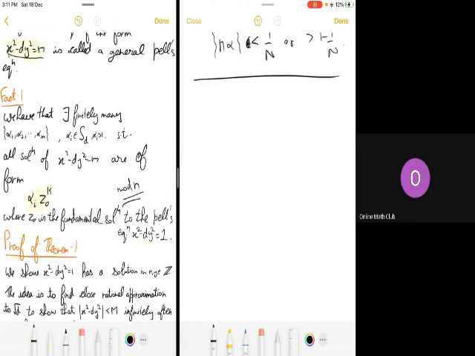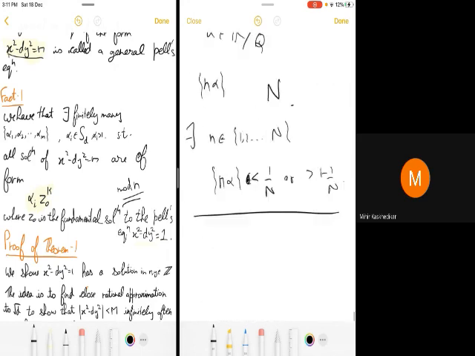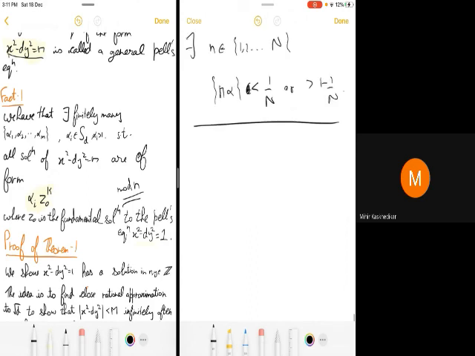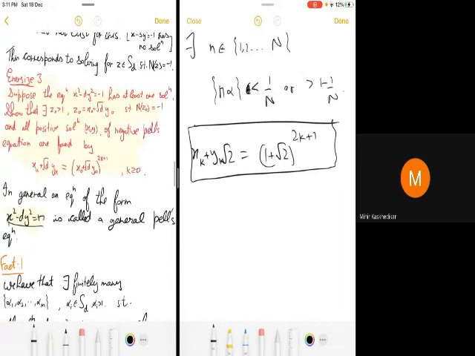Okay, so any questions so far? What was yk in this proof? Was it the same as the yk that we have defined before? Yeah, it was this, equals 1 plus root 2 to the power 2k plus 1. It was the kth solution of the negative Pell's equation, which is this thing.